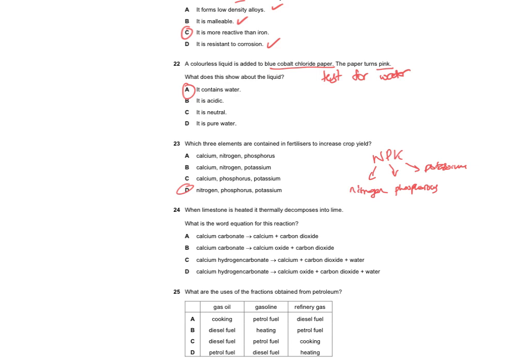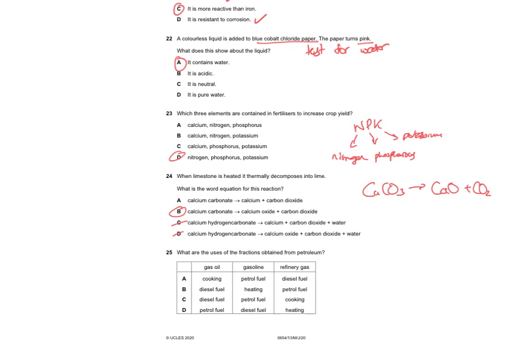When limestone is heated, so limestone is calcium carbonate, it decomposes into lime. Lime is calcium oxide, and it also produces carbon dioxide, which we can bubble through lime water. So these two are straight away wrong, so it's B.